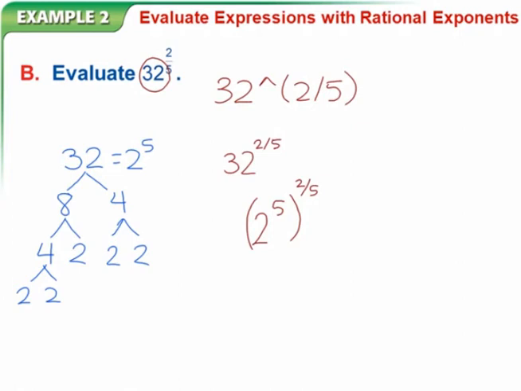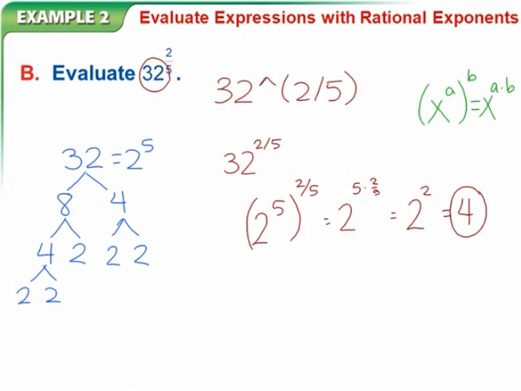So now let's think about, what do we do with an exponent raised to another exponent? We had our rule that said x raised to a raised to b was x raised to a times b. So you multiply those two exponents. So what we need to do then is take 2 raised to the 5 times 2/5, which just becomes 2. The 5's cancel out there. And so our answer is just going to be 4.